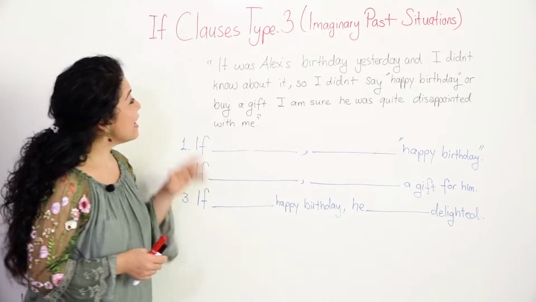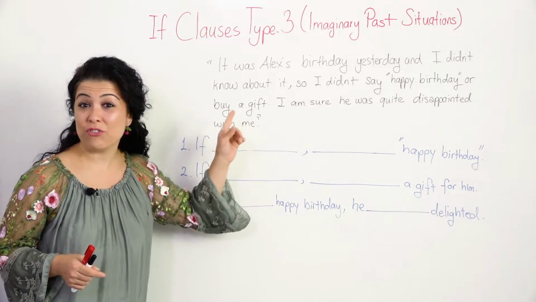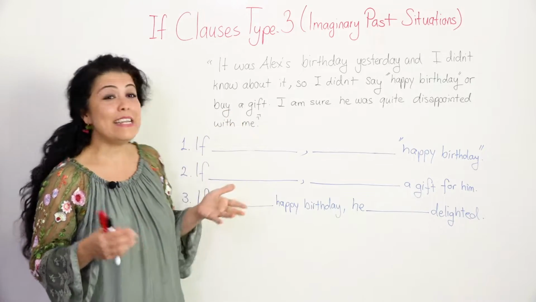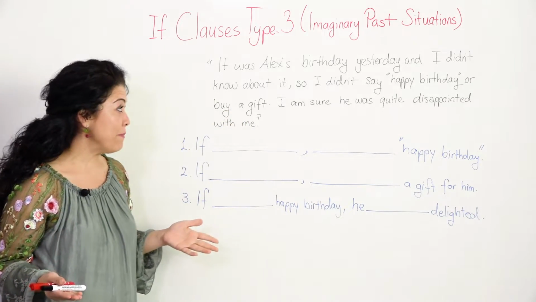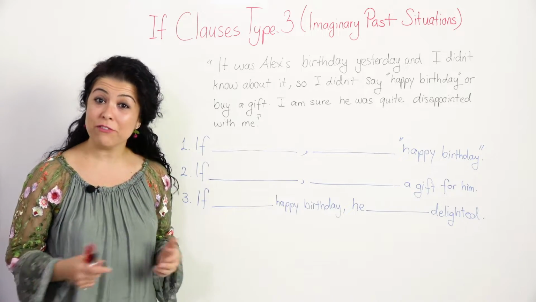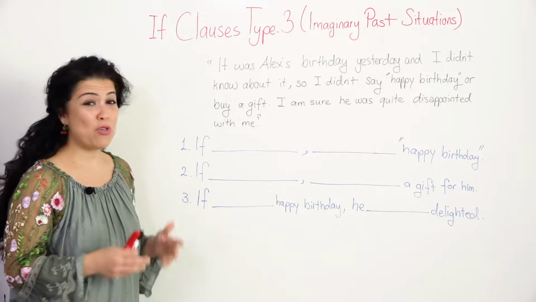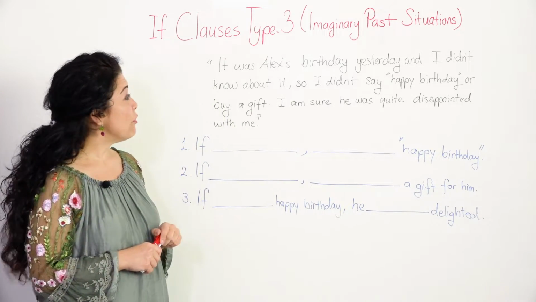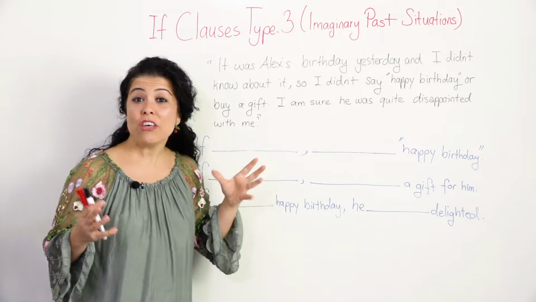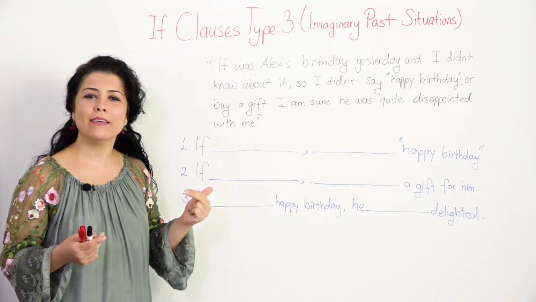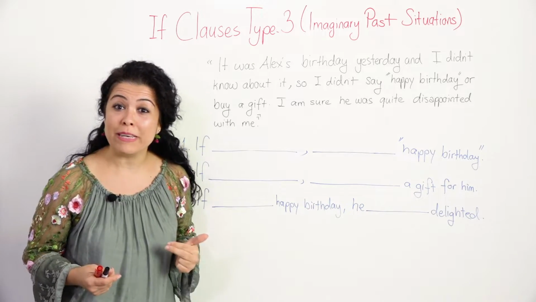Look, it was Alex's birthday yesterday. This is my past reality, right? And I didn't know about it, okay? So I didn't say happy birthday or I didn't buy a gift for him. I'm sure he was quite disappointed with that. So, I cannot change the fact that I didn't know, but I can think back how things could have been different.